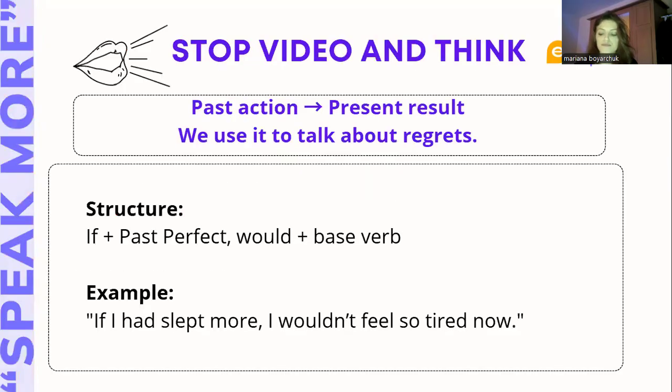Okay, let's talk a little bit closer about that. The first type: past action and present results. We use it to talk about regrets. For example, we regret we haven't done something we actually wanted to do. Its structure is if plus past perfect in the if clause, and would plus base verb in the result clause. So, if I had slept more, I wouldn't feel so tired now.